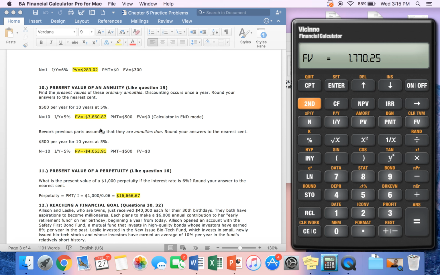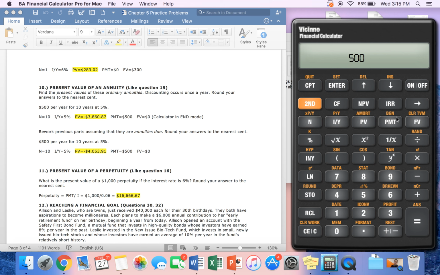So it's pretty straightforward, right? Our N is 10, our rate is 5%. Remember, we're finding the present value of these annuities, and so that's what's highlighted in yellow here, and our payment, or our annuity, is that $500, and the future value, remember, if we're not given one, is 0, okay? So we can go over here to our calculator and make sure that we're in end mode, and we can just go ahead and plug this guy in.